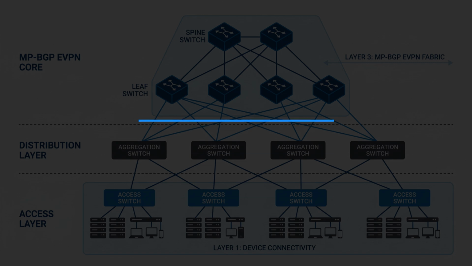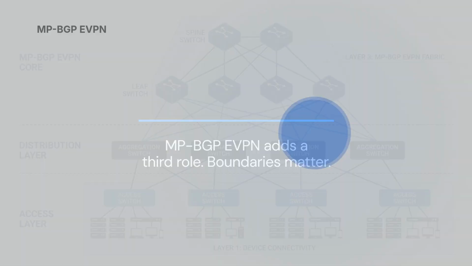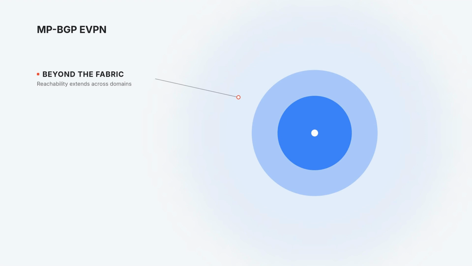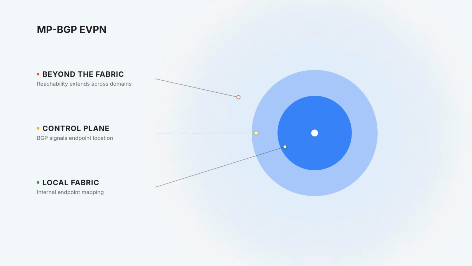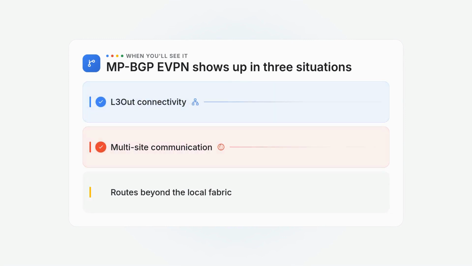Now let's add the third piece, MP-BGP EVPN. This is where many engineers start to blur roles, so the boundary really matters. MP-BGP EVPN becomes relevant when reachability has to extend beyond the local fabric's internal endpoint location problem. You'll usually see MP-BGP EVPN show up around three situations: L3Out, multi-site communication, and any case where route information needs to move beyond the local fabric. BGP is a natural fit for that job because it is already the protocol engineers trust for exchanging routing information between different systems and administrative edges.